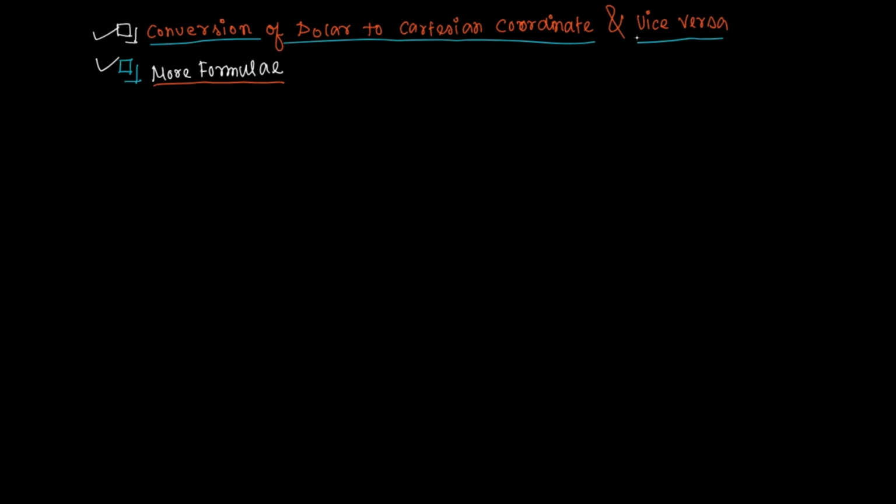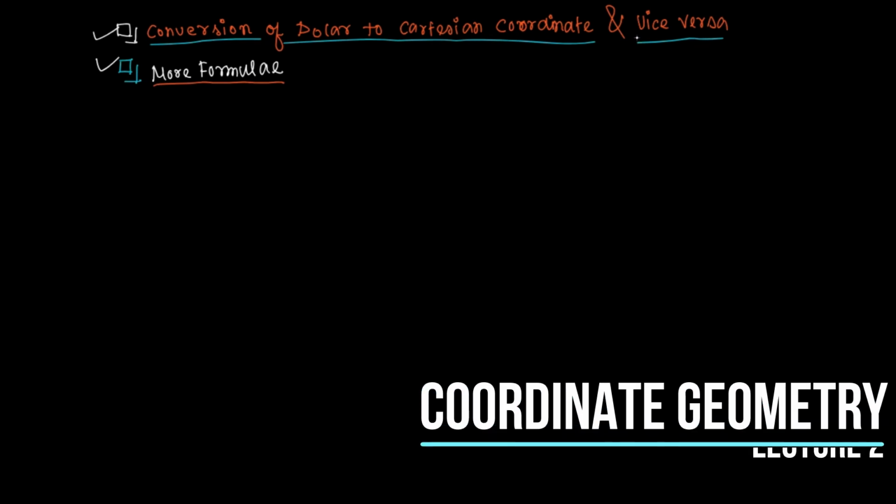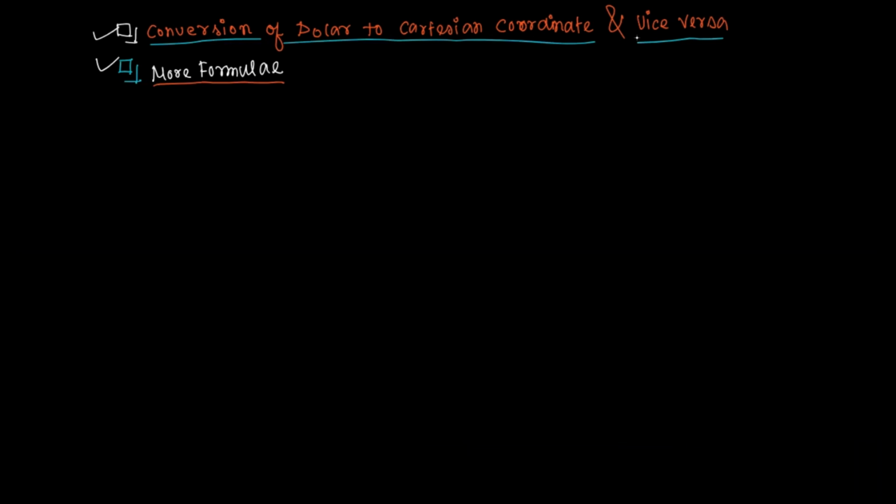Conversion of polar to Cartesian and vice versa. Last day I wrote you the formula that if a point is x comma y, then in the polar coordinate it will be written as r cos theta comma r sin theta. Okay, last day we did this. Let us do a quick revision on this.